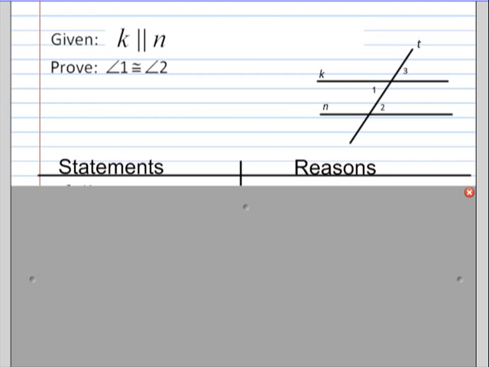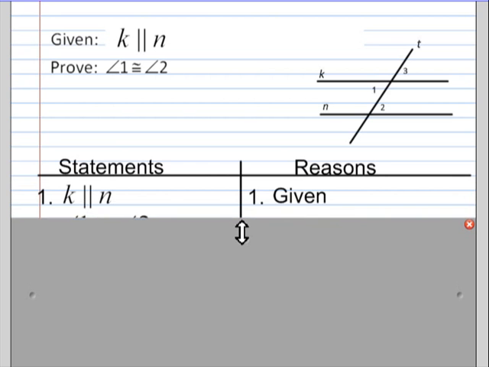I'm going to start with this just to show you how you should be writing your statements and reasons when it comes to parallel lines and the theorems involved, because sometimes people have a question about that. So here we go. You see what's given is that K and N are parallel lines. And so we have this figure and we have that given. So of course we're going to start by stating the given. We're going to state that K is parallel to N. And our reason, of course, is that's given.